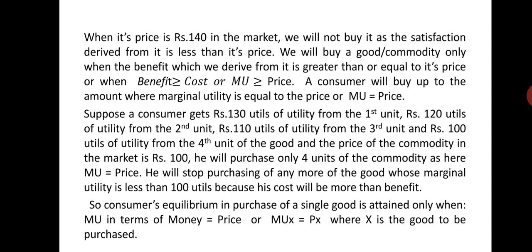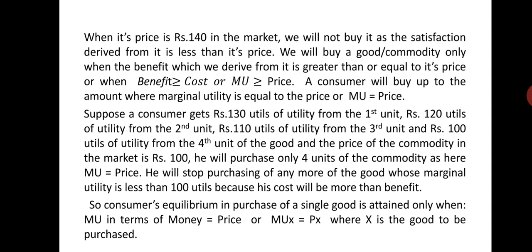Up to what point? Up to the point where MU is equal to price. Suppose a consumer gets 130 utils of utility from the first unit, 120 utils from the second unit, 110 utils from the third unit, and 100 utils from the fourth unit of the good. And the price of the commodity in the market is rupees 100.